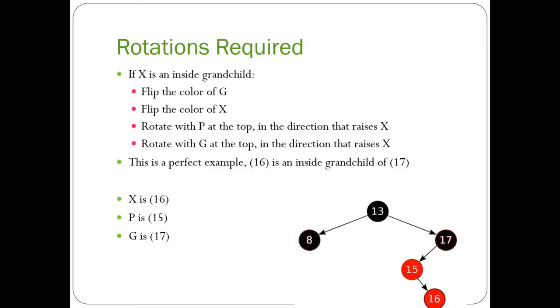If X is an inside grandchild, flip the color of G. Flip the color of X. Rotate with P at the top in the direction that raises X. Rotate with G at the top in the direction that raises X. This is a perfect example. 16 is an inside grandchild of 17. X is 16, P is 15, G is 17.